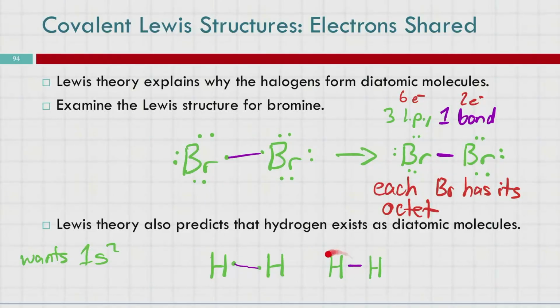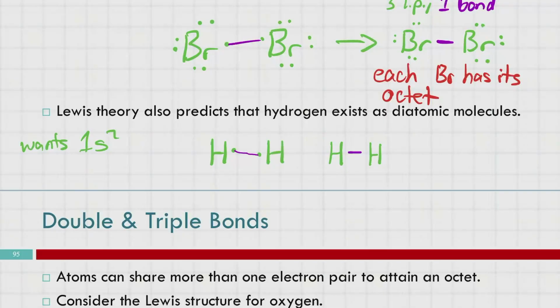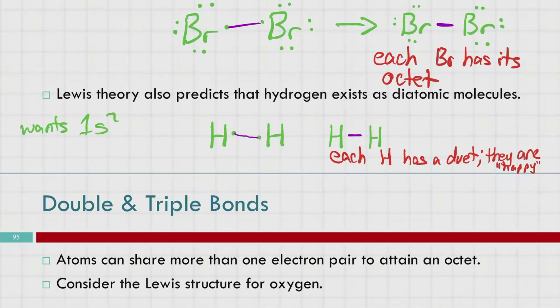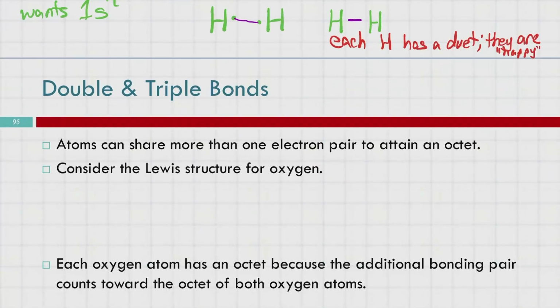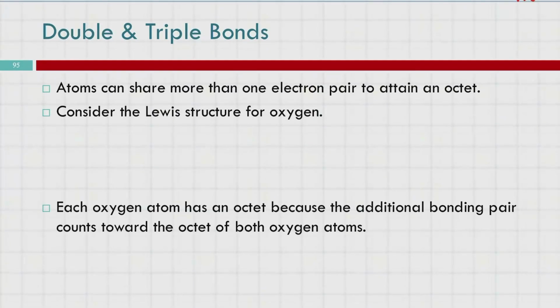This is one of the rules of the game. These electrons count for both. 1 line, 2 electrons. So each hydrogen has a duet. They are happy. Happy in quotation marks because they're not actually happy, they're just stable. But that feels like being happy.